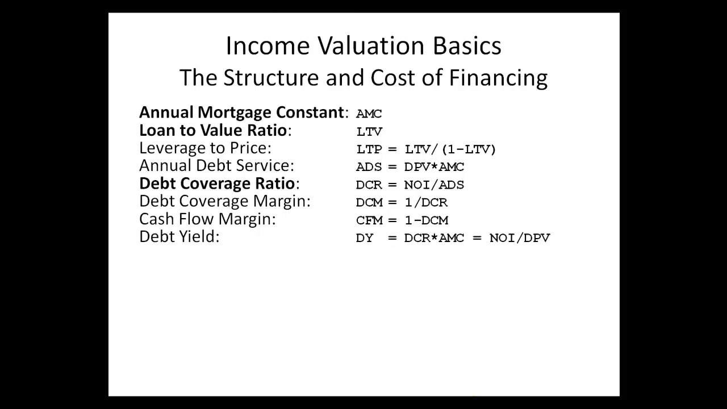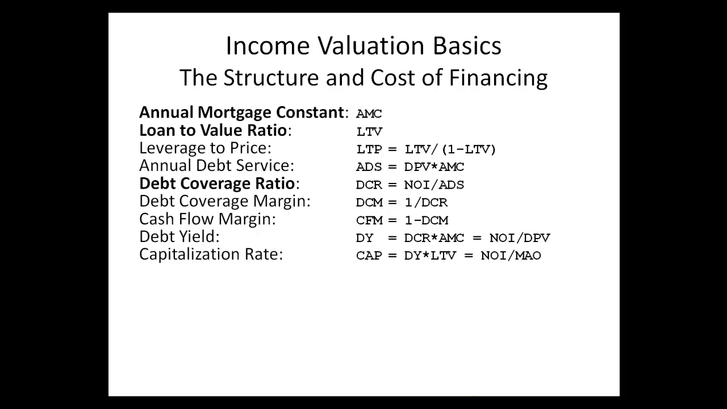Debt yield. It's the debt coverage ratio times the annual mortgage constant. It's also the net operating income divided by the debt present value. It represents the yield to the lender if the lender makes a loan today and then forecloses tomorrow, wipes out all junior liens, and then receives the net operating income. This represents the return, the yield on the investment.